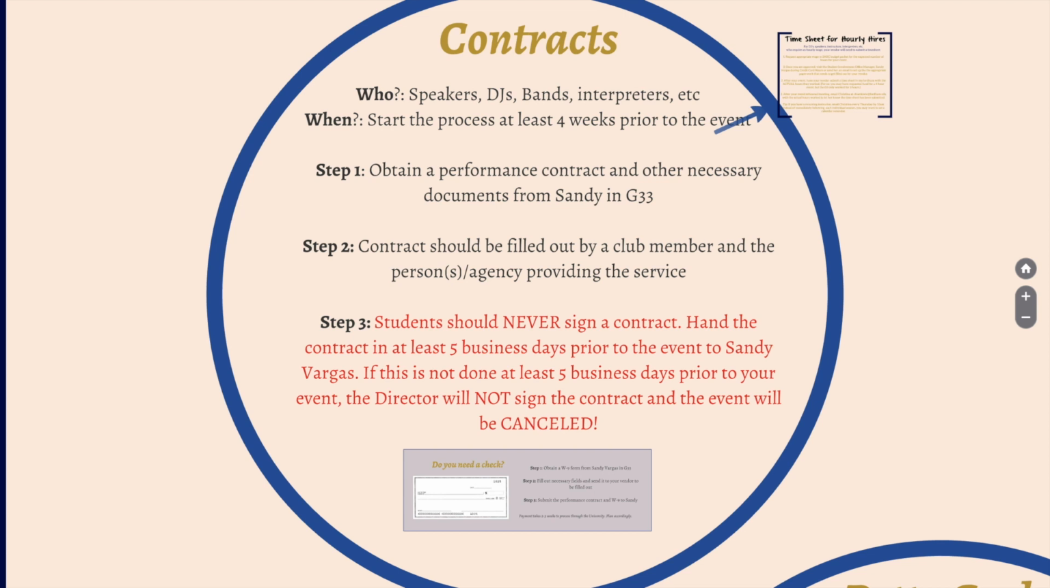Contracts should be filled out by a club member and the persons or agency providing the service. Students should never sign a contract. Contracts must be signed by the Senior Director for Student Involvement. Hand the contract in at least 5 business days prior to the event to Sandy Vargas. If this is not done at least 5 business days prior to your event, the director will not sign the contract and the event will be canceled.